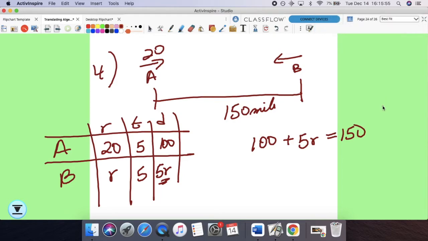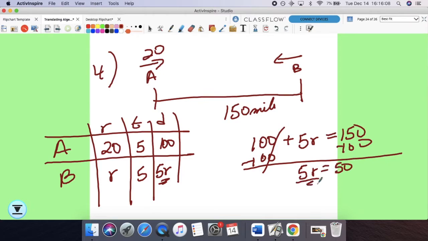Okay. So we have minus 150, minus 100 on both sides. This goes away. We get 5R equals 50. And divide both sides by 5. And R equals 25. So train B traveled at a rate of 25 miles an hour.